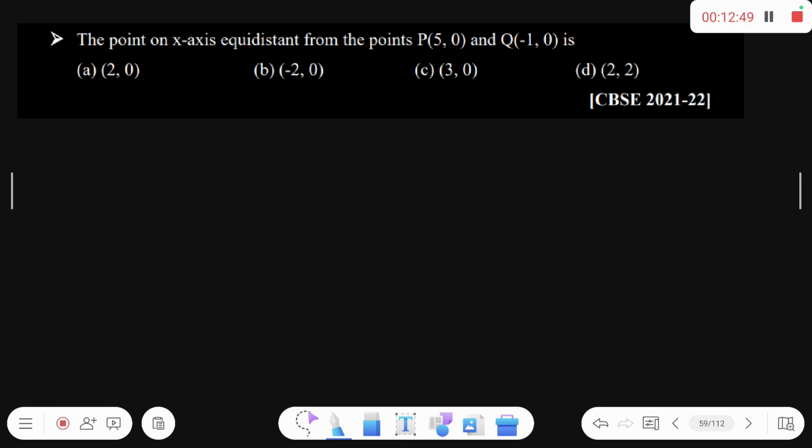Next, the point on x-axis equidistant from points P and Q. So equidistant, let the point be A.